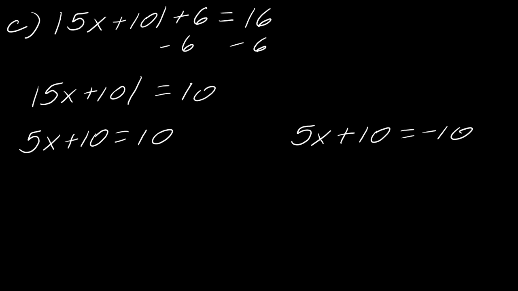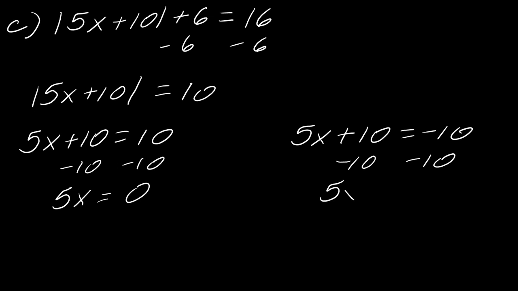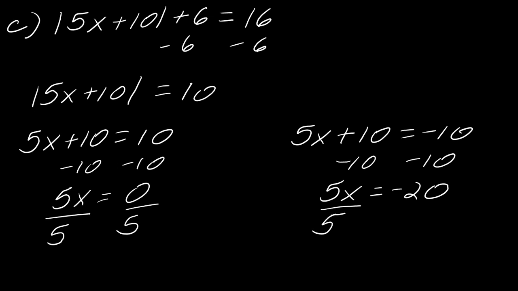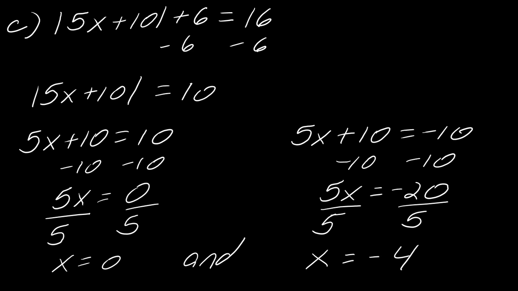And so now from here, I can go ahead and subtract the 10 in all cases. So in this case, I get 5x equals 0, and in this case, I get 5x equals negative 20. And then divide everything by 5, and I get x equals 0, and I get x equals -4. So those are the two answers. So both of these answers work. Okay, cool.